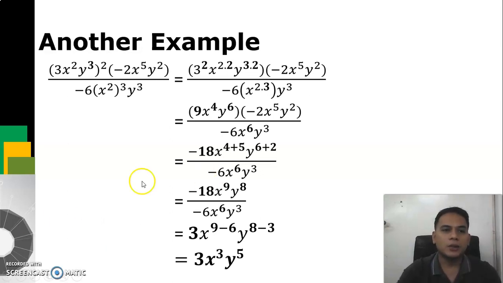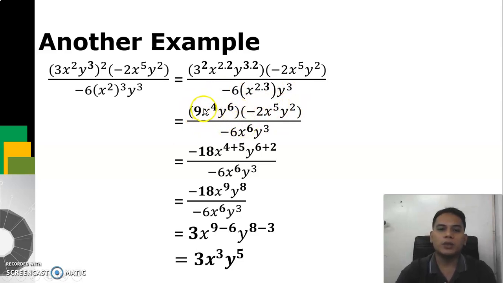Okay, so let's have another example. In this case, we have this problem: 3x squared y cubed, quantity squared, times negative 2x to the fifth y squared, over negative 6x squared, quantity cubed, times y cubed. We will distribute first by the law of exponents number 3. We distribute the exponent, so we have 3 squared, x to the 2 times 2, then y cubed times 2, and then x squared cubed, y cubed. By simplifying, we got this one.